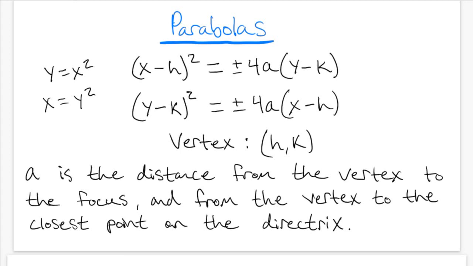I figured I'd give a quick explanation of how I approach these problems, because this is the checklist I go through when I am given the equation of a parabola in this form. I identify which direction the parabola is going to open, where the vertex is, and what a is. And then I start trying to sketch the graph. So that's what we're going to do in this first example.